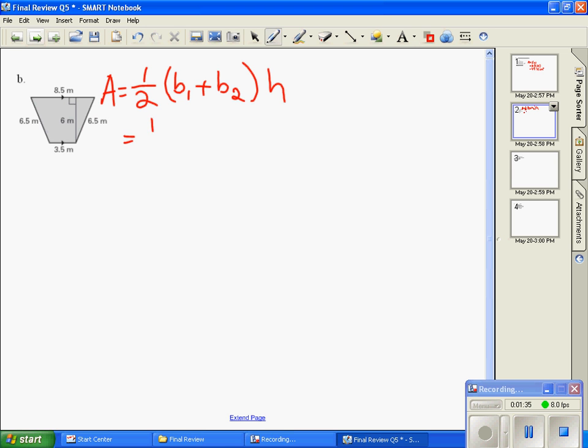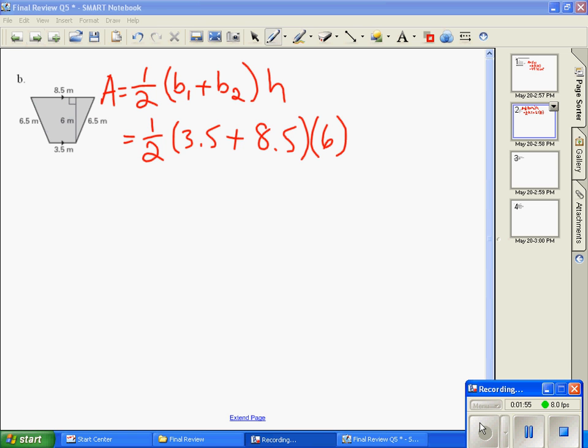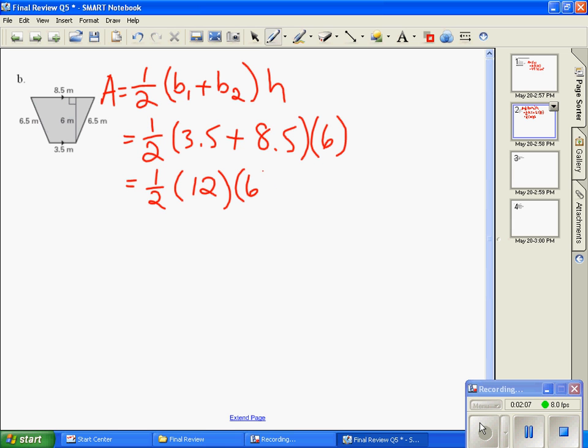So let's just call the bottom base base 1, so 3.5 plus 8.5 times the height. And by the height we mean the height that's exactly perpendicular to the base, and that would be the 6. Okay, so simplify the stuff in the parentheses. So we have 1/2 times 3.5 plus 8.5 gives us 12 times 6. So multiply those together, and that gives us area equals 36. And again, it's meters, so meters squared.